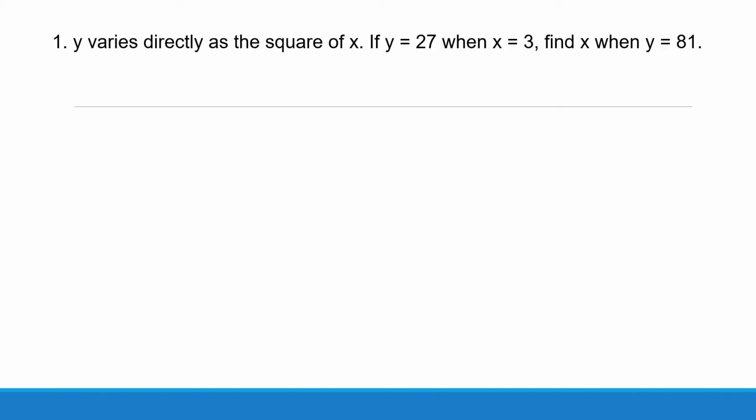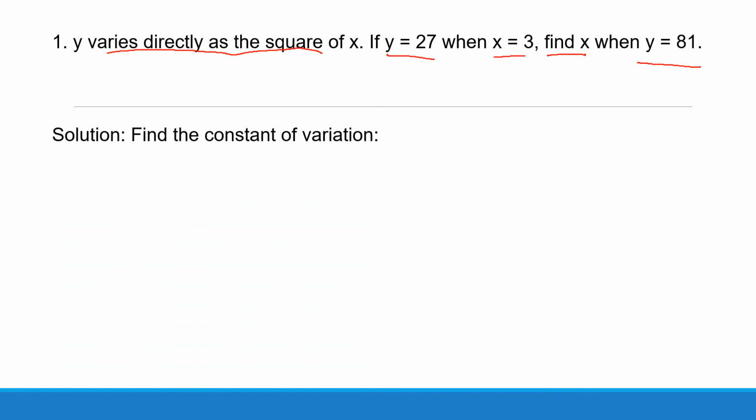So next we have an example. y varies directly as the square of x. If y is equal to 27 and x equals 3, we need to find x when y is equal to 81. So the first thing to do is find the k, because that is what we will use to find the equation of this problem. Our k is equal to y over x squared.